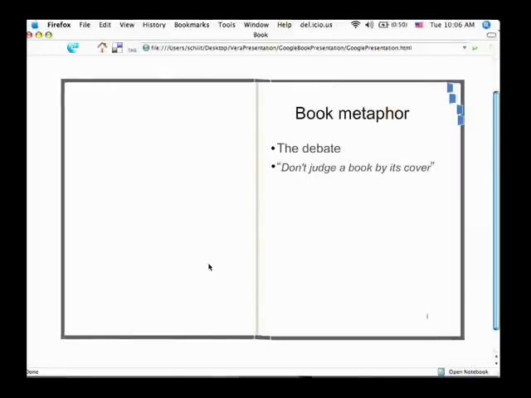There is actually a lot of debate on the use of the book metaphor. Some people believe that it is useful because people are already familiar with it and have experience with it. But others believe that it's actually useless. It limits the potential of an electronic book. It may even lead to a poor design.